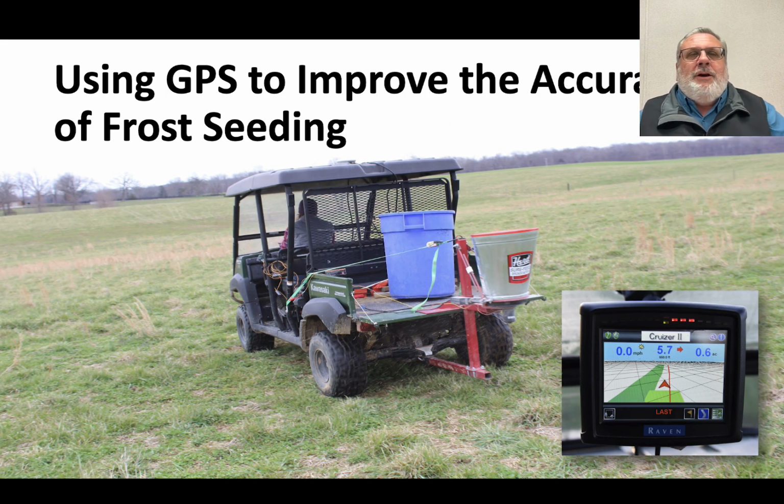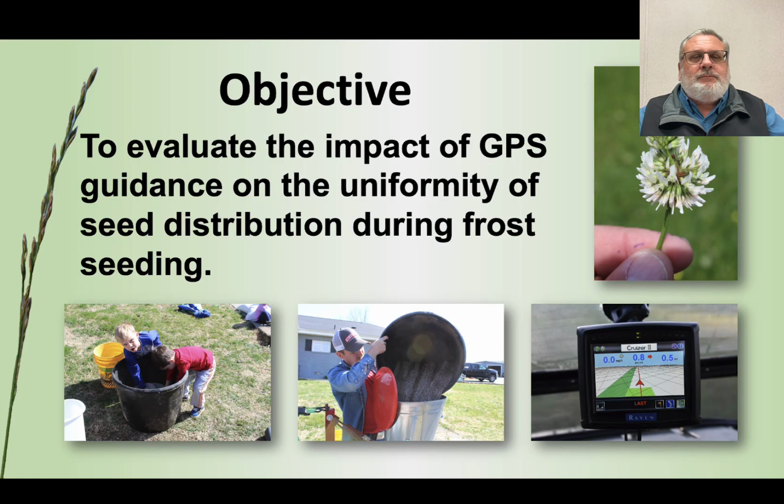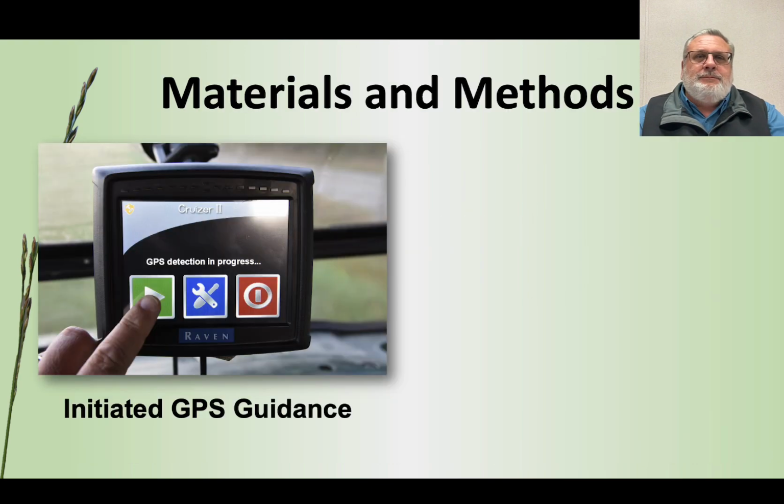Just want to share a little bit of data with you, a couple frost seeding studies that we did. The first one was using GPS to improve the accuracy of frost seeding. So the objective was to evaluate the impact of using GPS guidance on the uniformity of seed distribution during frost seeding. So what we did was we installed this small GPS unit. This happens to be a Raven Cruiser 2. They discontinued this particular unit, but there's some other ones available.